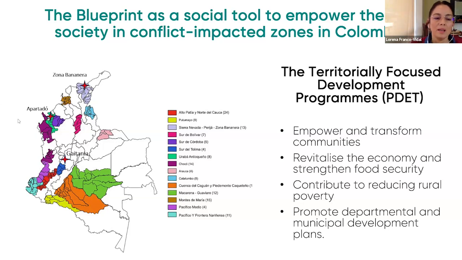PEDET are management and planning instruments of the Colombian government whose objectives are to empower and transform communities, revitalize economies, strengthen food security, contribute to the reduction of rural poverty, and promote development plans. I mention this because it's just what we are looking for with the blueprint: to regenerate territories and landscapes impacted by drivers of degradation, such as climate change, armed conflict, and land misuse.